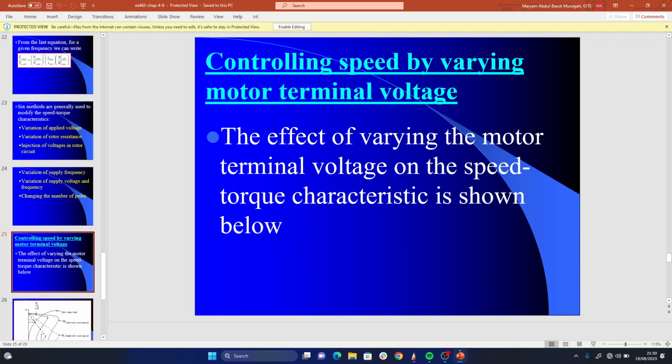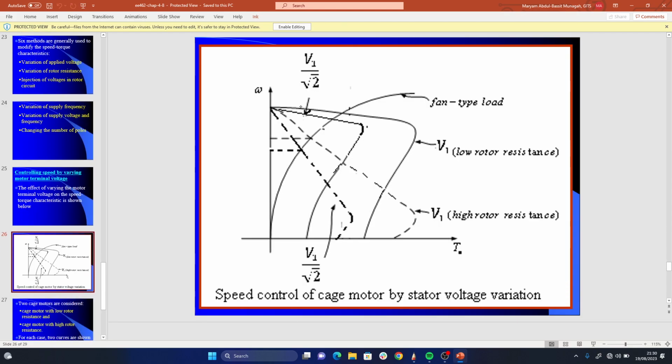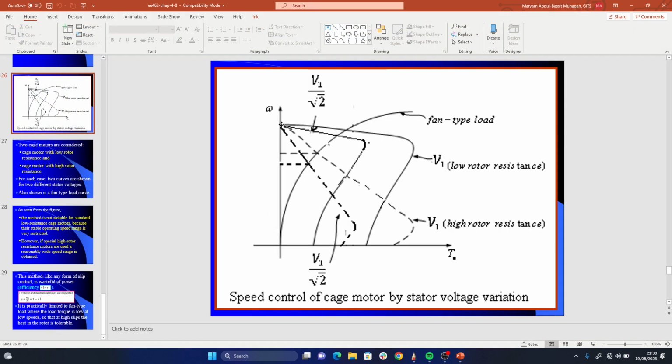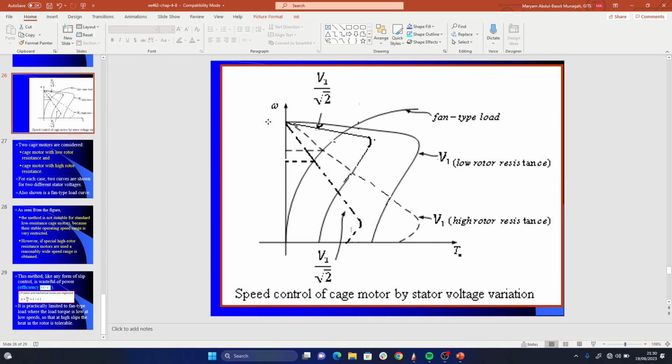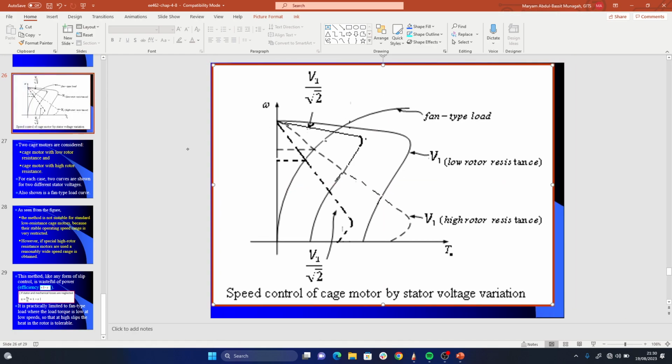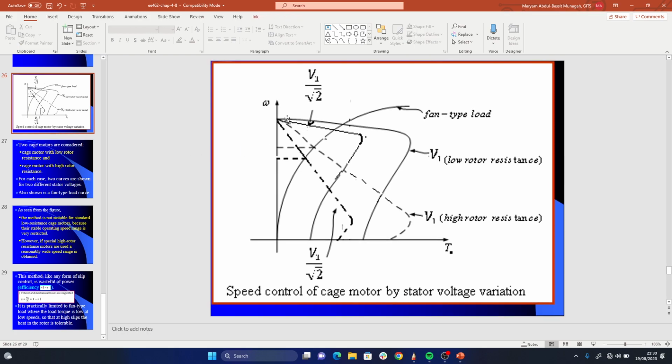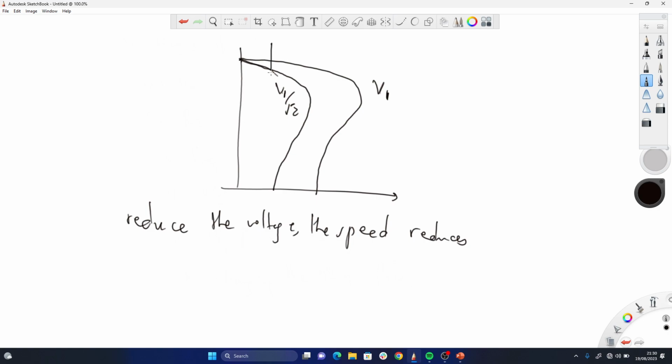So let me go to the slides. This is how it looks. This graph here represents V1. This one is V1 over root 2. So you can see that here it has relatively lower speed. For the same torque here, you can see that this one has a higher speed than this. So reducing the voltage reduces the speed.